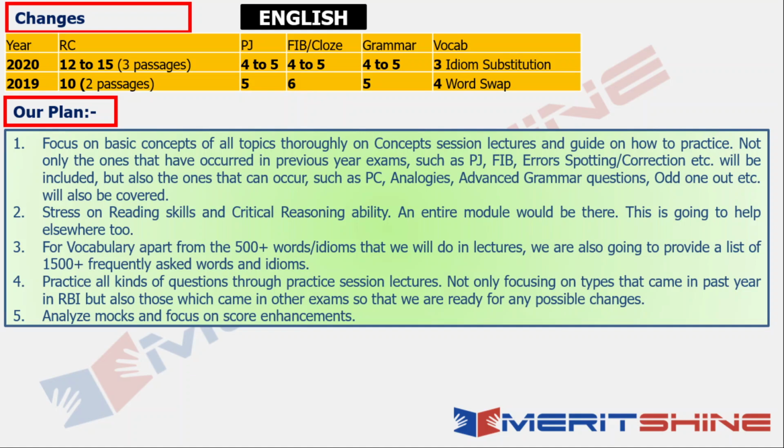Now I'll share with you the plan that we have made for the comprehensive program and the phase 1 part of the comprehensive program. What is it? Focus on the basic concepts of all topics thoroughly on concept session lectures, and that is what I am going to do with the students, that every concept, not only the ones that had come in the previous years. Yes, we will do parajumble concept first thoroughly, FIB close test concept first thoroughly, grammar concept first thoroughly, right? And then we will practice questions on them, see how to minimize the time of doing the questions in them, right? That we will do.